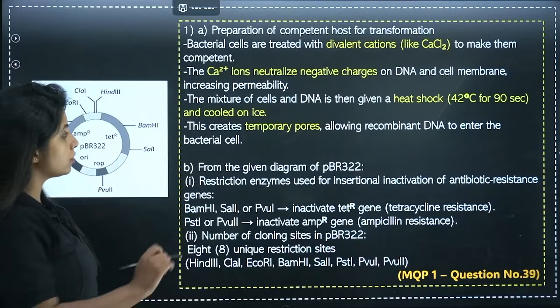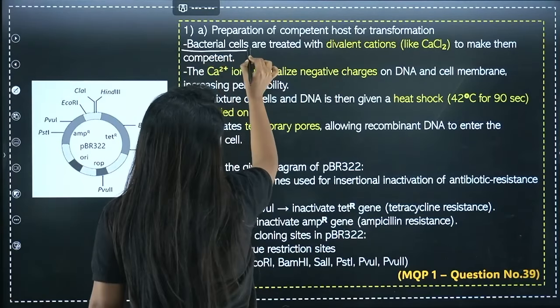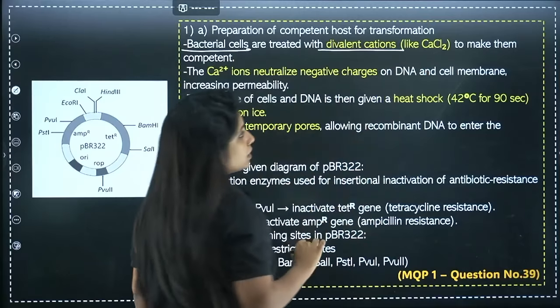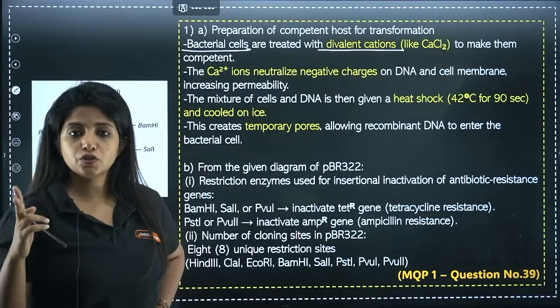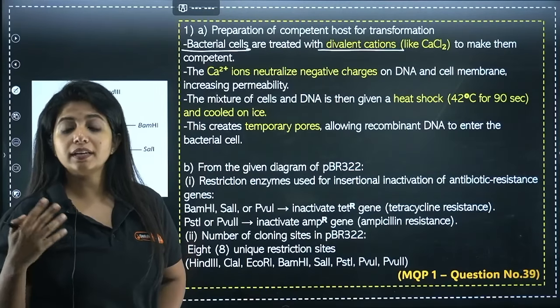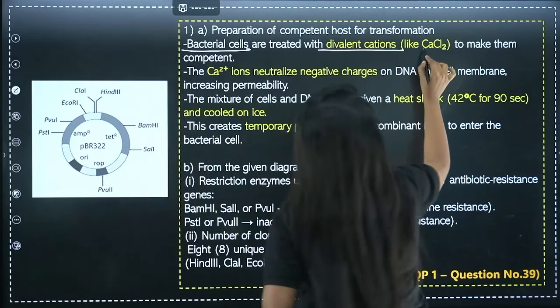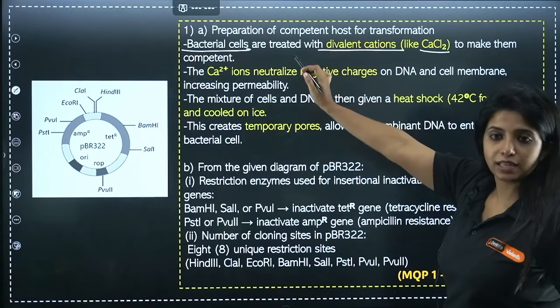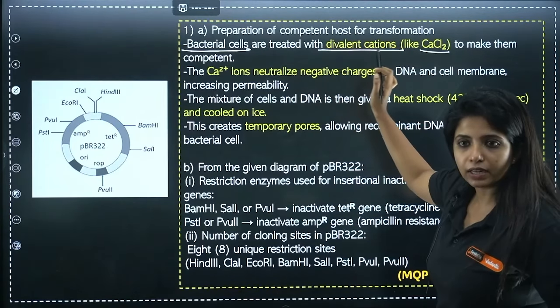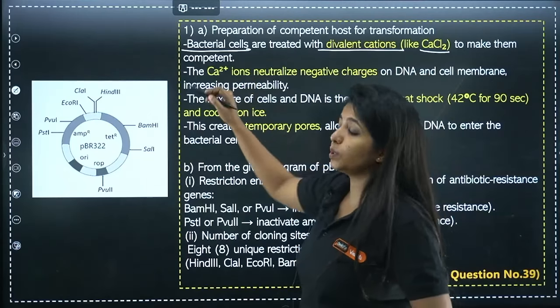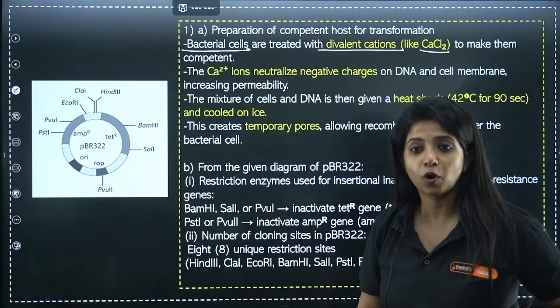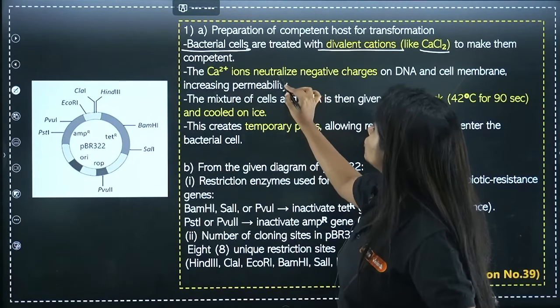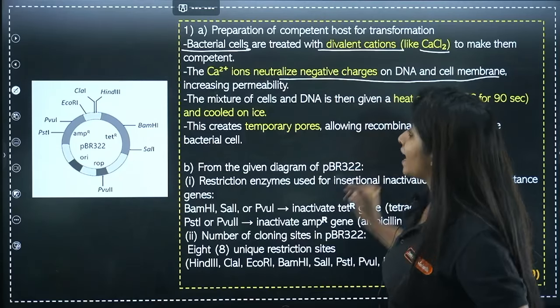What is the process? First of all, you're going to treat the bacterial cells with divalent cations, as in those whose valency is 2. So calcium is a cation whose valency is 2. So you can take calcium chloride, or basically anything which has calcium. So first thing, bacterial cells are treated with divalent cations to make them competent. How does that help? Calcium ions neutralize the negative charges on the DNA and the cell membrane.